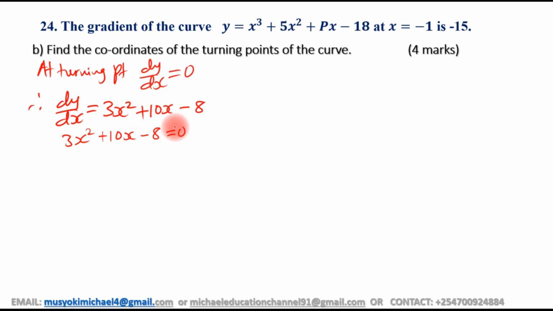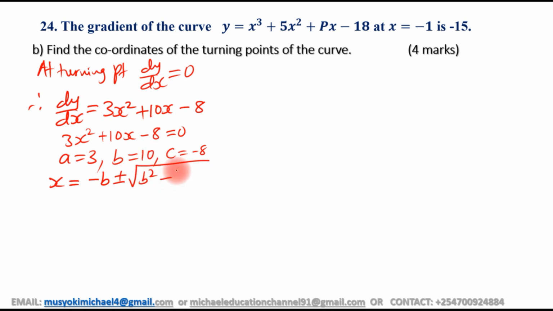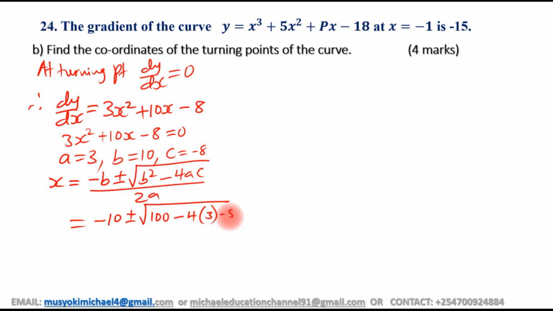So we can use the quadratic formula to solve for x, whereby a is 3, b is 10, and c is minus 8. So x equals minus b plus or minus square root of b squared minus 4ac, all over 2a. So we substitute: minus 10 plus or minus square root of 10 squared, that is 100, minus 4 times 3 times minus 8, all over 2a, that will be 6. If we work this out, we get 196, all over 6.